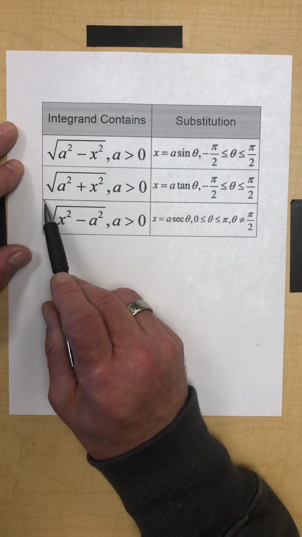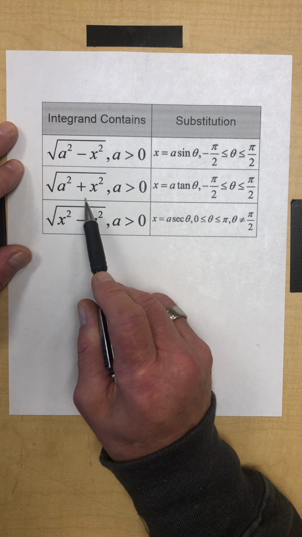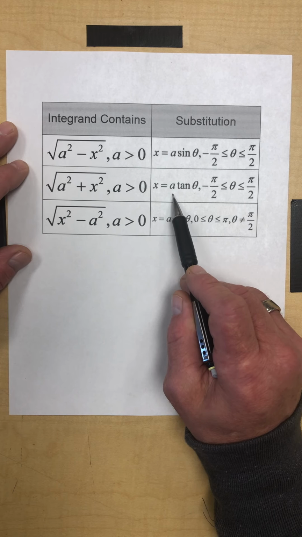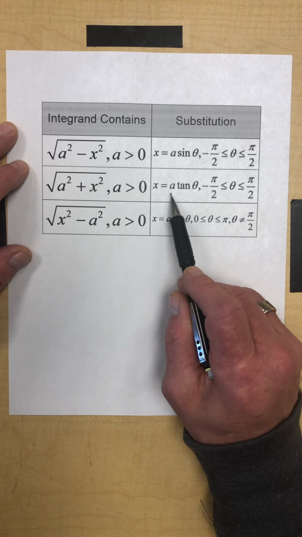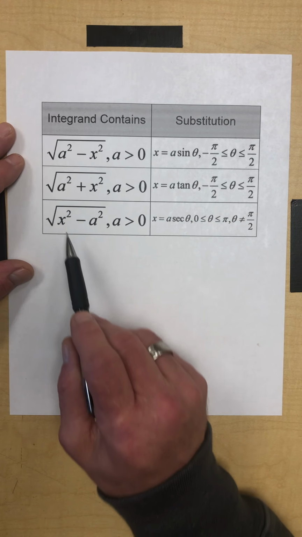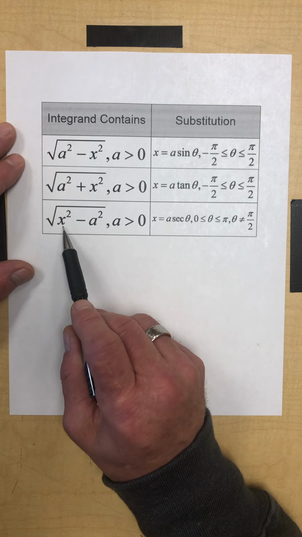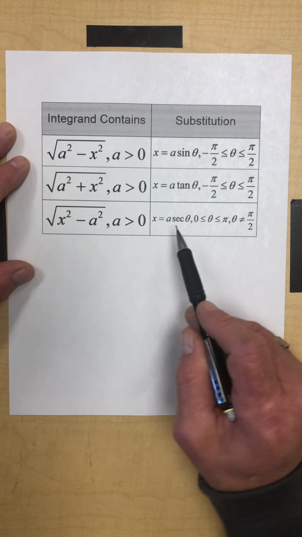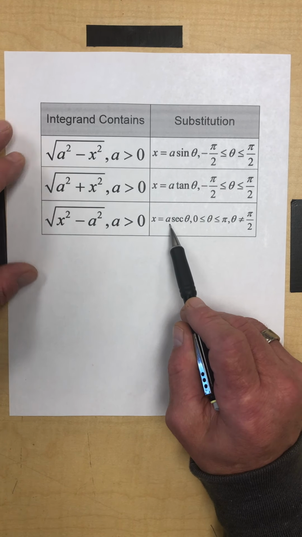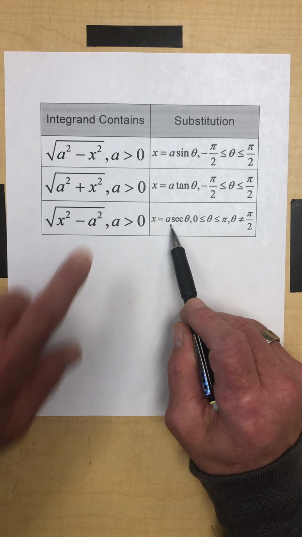If we have the square root of a constant plus x squared, we would substitute in a tangent of theta, where once again a is the square root of that constant. And then if we have the square root of x squared minus a squared, we would substitute in a times the secant of theta, where once again a is the square root of that constant.